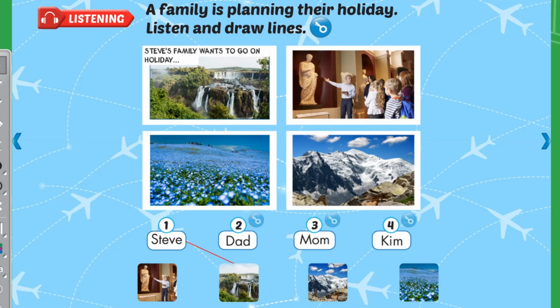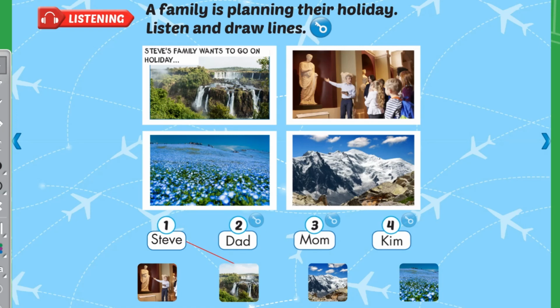2. What about you, Dad? Where do you want to go? Oh, I want to go to Nepal and see the mountains. The Himalayas? Yes, they are really beautiful. 3. And Mom, where do you want to go? I want to go to Japan and see the flower fields. Wow, I've seen the pictures. They look amazing. Yes, Steve.